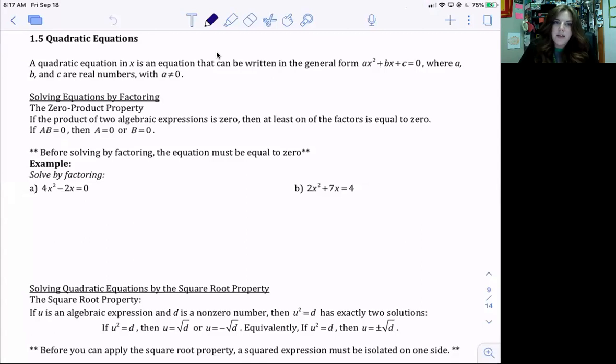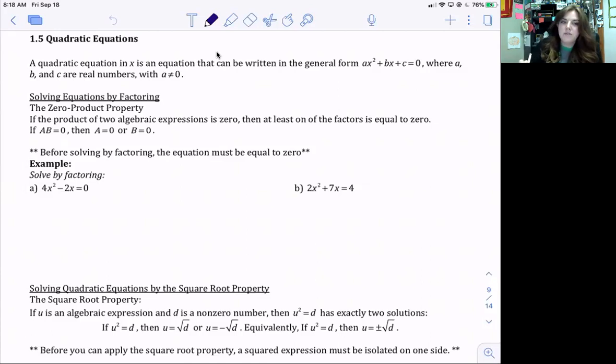The first one we're going to look at is by factoring, and this uses the zero product property, which says that if a times b equals 0, then either a equals 0 or b equals 0. So the key thing here is before solving by factoring, we want to make sure our equation is equal to 0. So in a, we have 4x squared minus 2x equals 0. So we're good with being equal to 0.